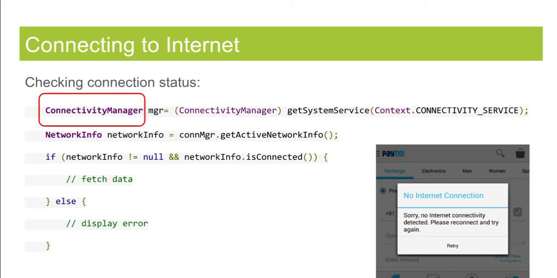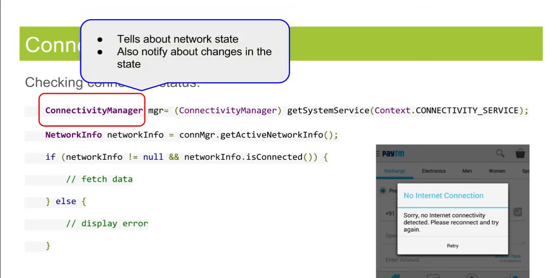So connectivity manager is the class here to remember. It either tells about the network state, or we can also get notified by this class if there is any change in the current network state of the device. So if the user has turned the Wi-Fi off and our app was doing any network related operation, it can just show alert message to the user to turn the Wi-Fi again on.